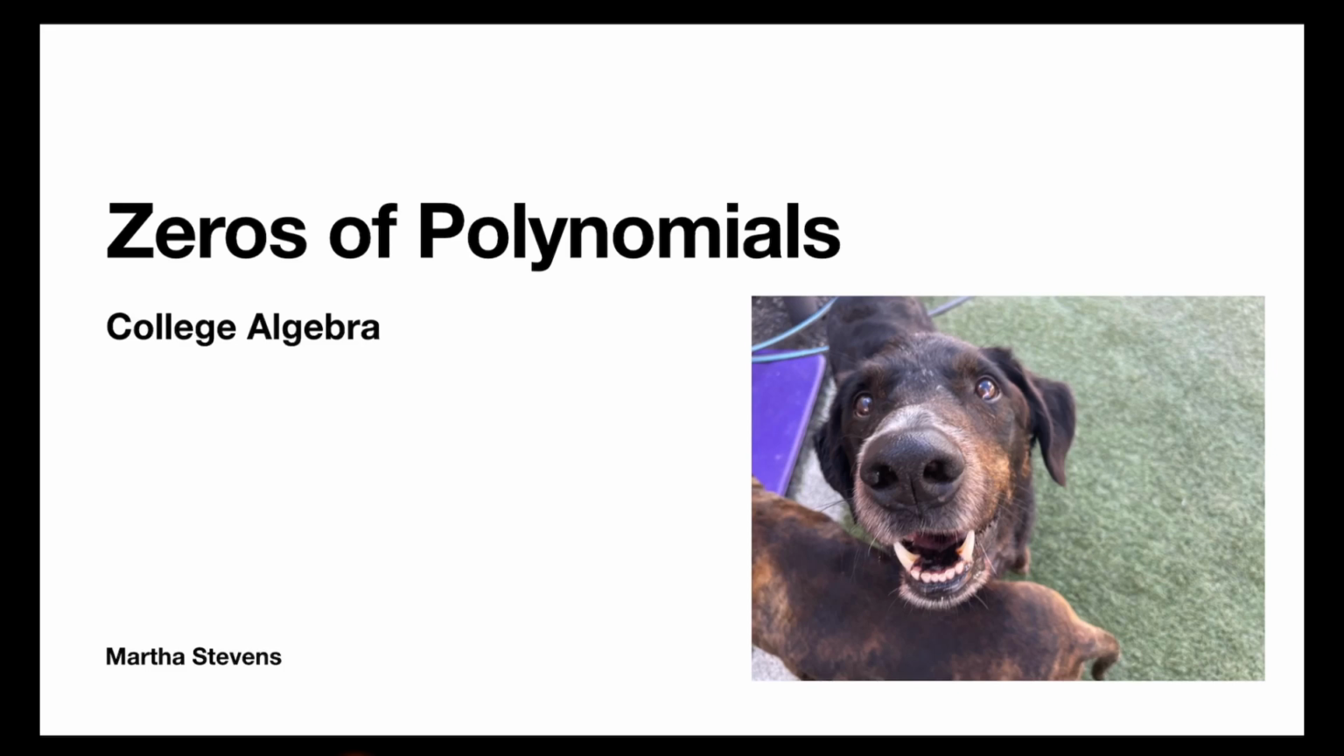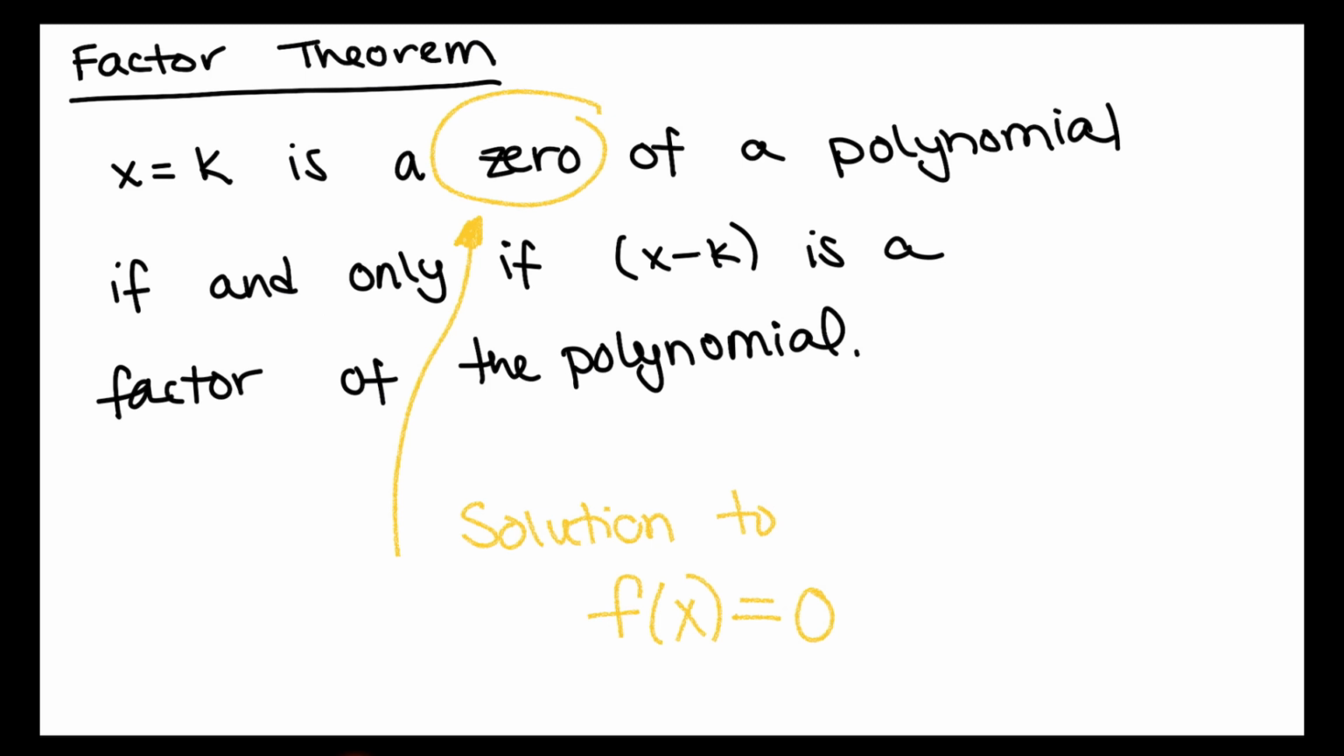This video is going to cover finding zeros of polynomials. I'm going to start by giving you a theorem, the factor theorem. This theorem says x equal a number, x equal k, is a zero, and a zero of a function is a solution to that function equal to zero. So a number is a zero of a polynomial if and only if x minus the number is a factor of the polynomial. Let's use this theorem to solve a problem.